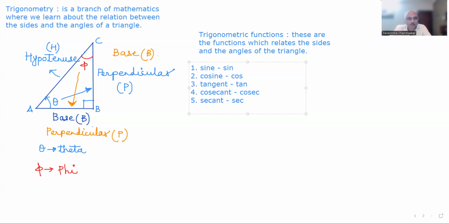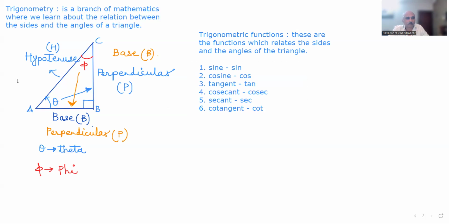And the last one is cotangent. It is cot. So these are the 6 basic trigonometric functions of trigonometry. The first function, sine, the input here is given of the angle theta. So sine theta, how does this sine relate this angle theta with the sides of the triangle? When you do sine theta, you get the ratio of these two sides, perpendicular and hypotenuse.